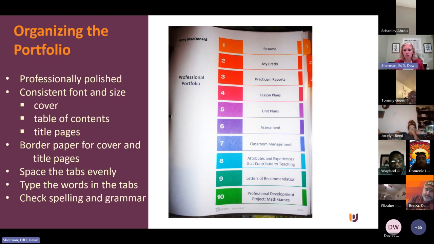You don't want to get there and find you've got two tabs missing and so forth. This picture right here shows that they're using the number system and just putting it in as a table of contents in the front. You can do it that way.